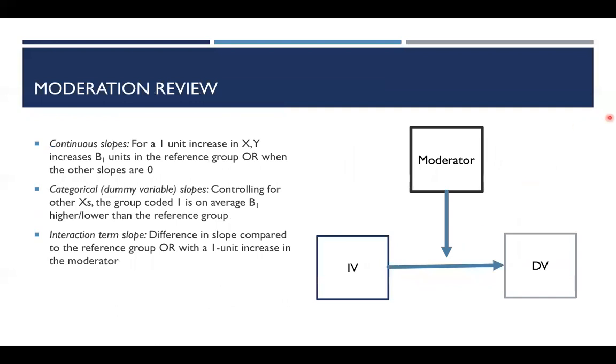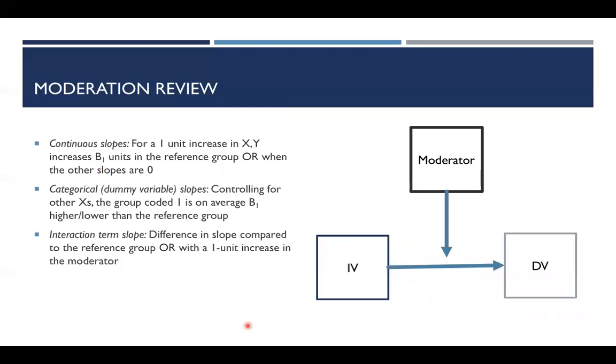All right, so now let's talk about moderation. So remember, the last 2 lectures have been about moderation, and moderation is where you're looking for different slopes based on group membership or different levels of a third variable. And remember, this is just the interpretation of those slopes that we have.